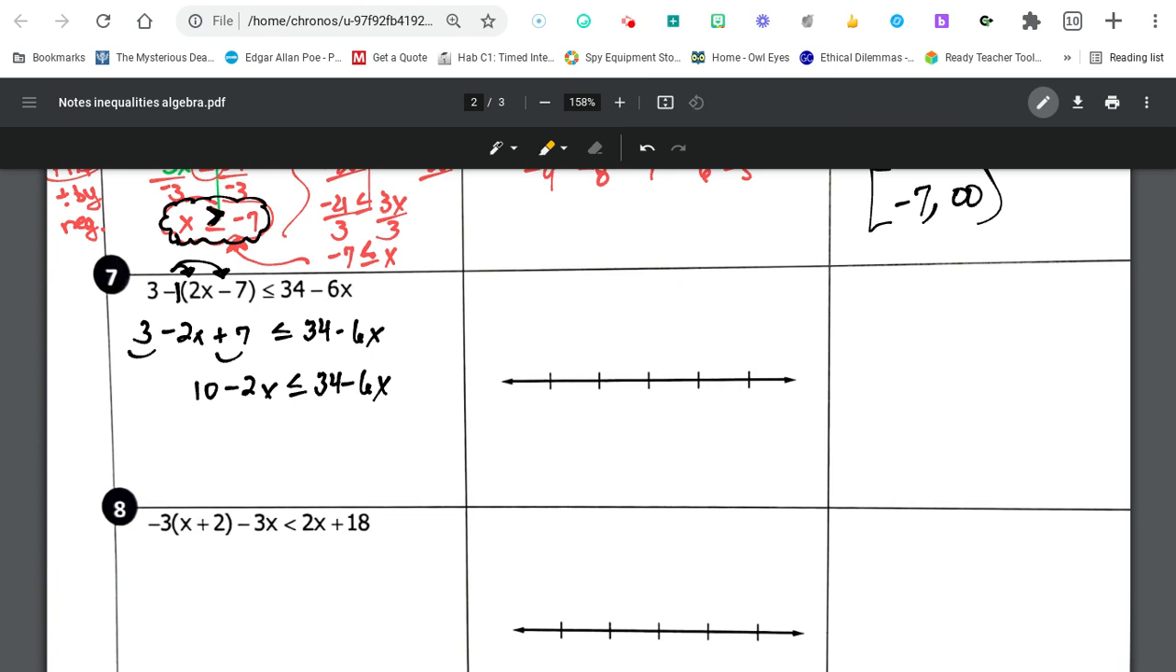Now I can get rid of one of these. I'm going to get rid of -6x by changing the sign to a +6x. Now, if you want to, you can get rid of the -2x. It's completely up to you. So here we end up with 10 plus 4x less than or equal to 34. And guys, as you can see, I'm running out of room, so I'm going to erase some of this so I can have some room to work.